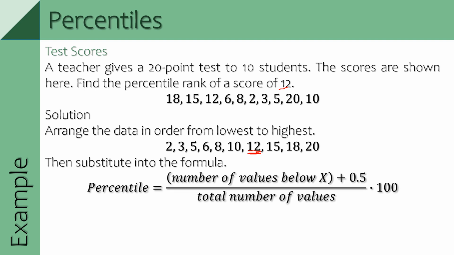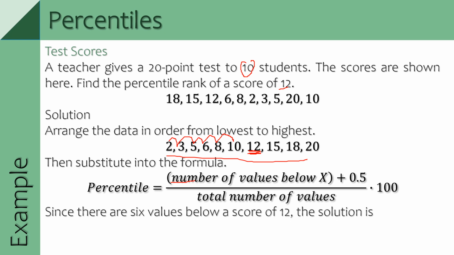Okay, so substitute natin sa formula. Percentile is equals to the number of values below x. Okay, so ilan ba yung values below x? So, yung x natin is 12. Bilangin natin kung ilan. So, we have 1, 2, 3, 4, 5, 6. So, therefore, the number of values below x is 6. Okay, plus 0.5 over the total number of values. Ilan to lahat? Di ba 10? Okay, so substitute natin yon.